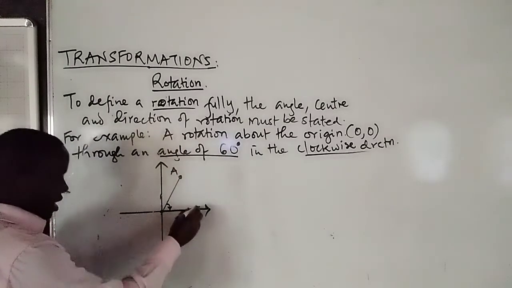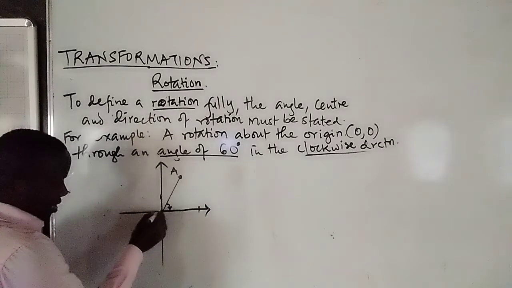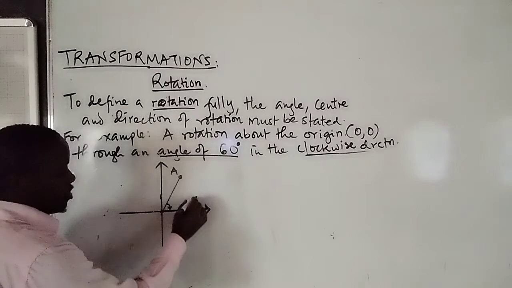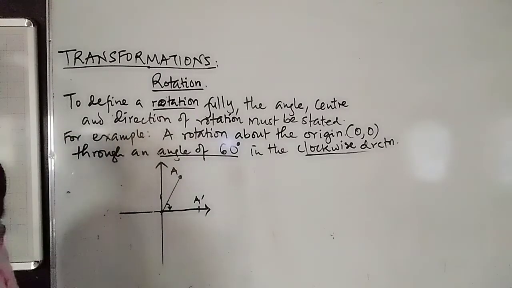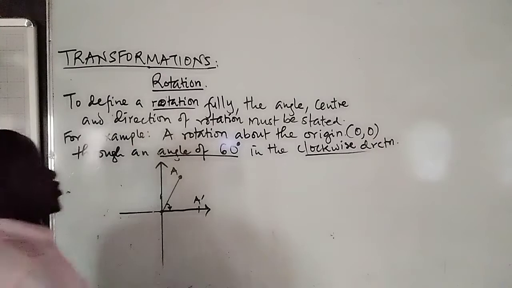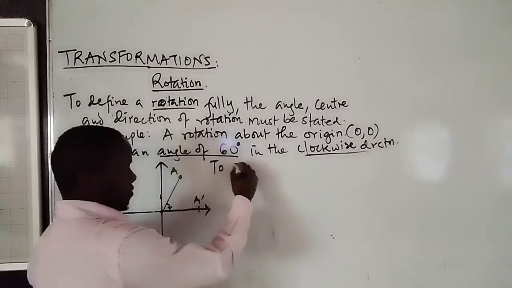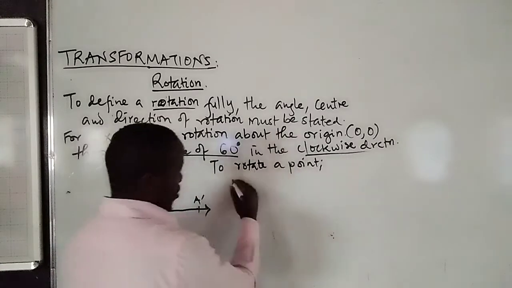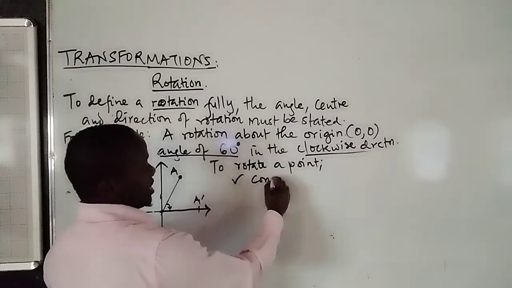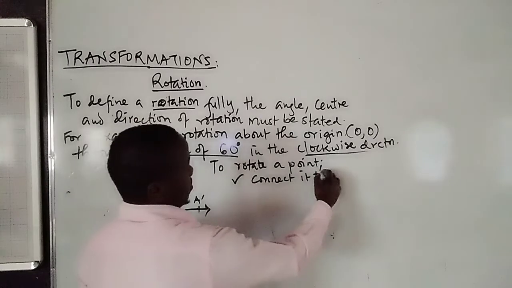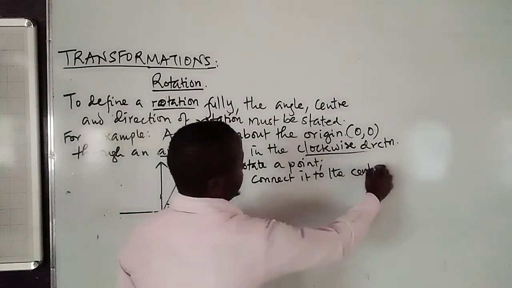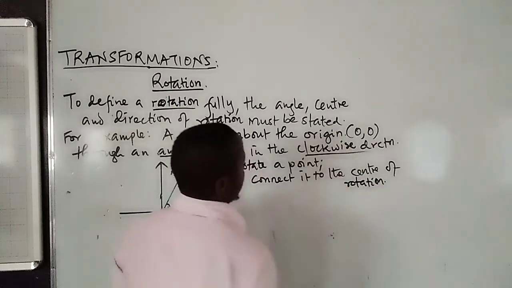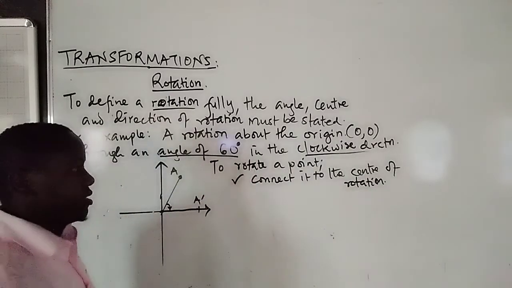Then you measure an equal distance from A to the center of rotation. You measure again an equal distance, and you'll be able to get A prime. Therefore, to rotate a point, Roman 1, connect it to the center of rotation first of all.